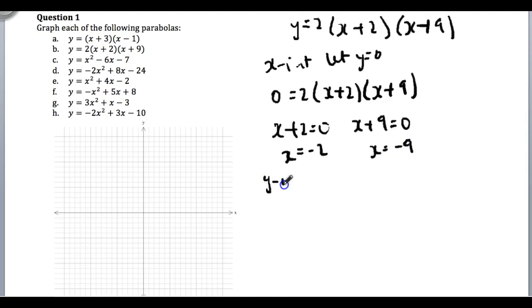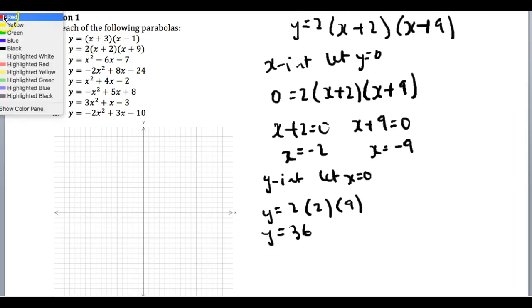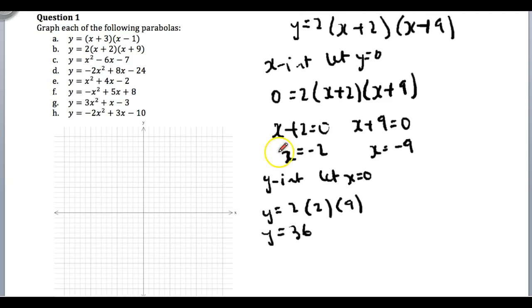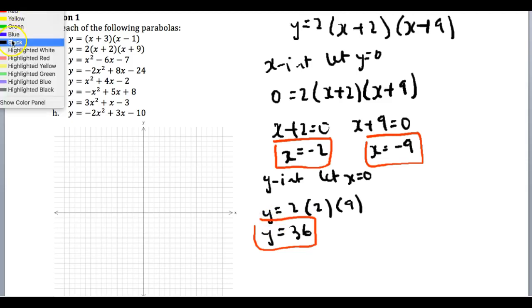Our y-intercept, let x equal 0. So we're going to have y equals 2, oops, can I just go back, put that 2 in, 0 plus 2, so I'm just going to do the 2 there, and 0 plus 9. So we've basically got 2 times 2 times 9. So 2 times 2 is 4, 4 times 9 is 36. Okay, so your y-intercept is at 36. So getting a bit messy, so I'm going to start putting a little square around important things. Our x-intercepts and our y-intercept. And let's go back to black.